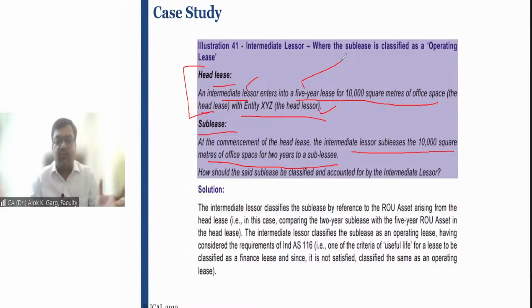The head lessee, who is also the intermediate lessor, will recognize the right of use asset on the basis of 10,000 square meters of office space, on the basis of whatever lease rental he is paying for 5 years.